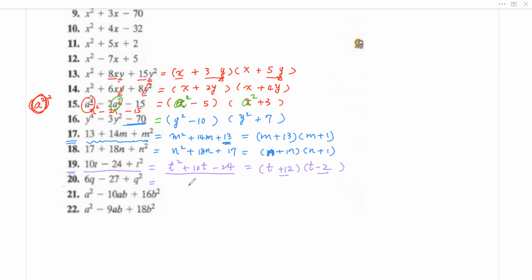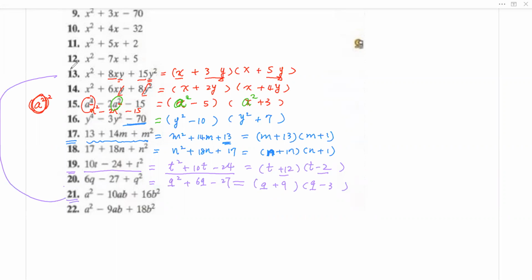Same for number 20. So here is q squared plus 6q minus 27, right? So this one equals q. 27 can be what? Positive 9 times negative 3. Positive 9, negative 3, right? So in one step, we can finish all of that.